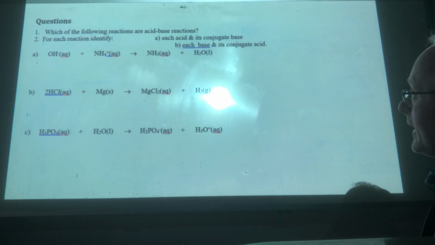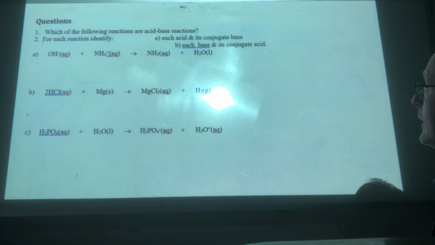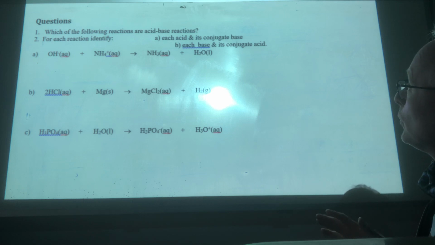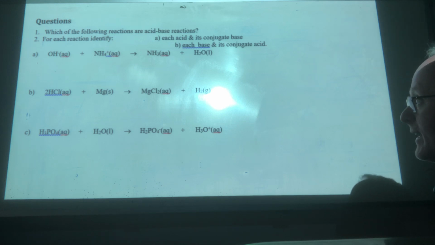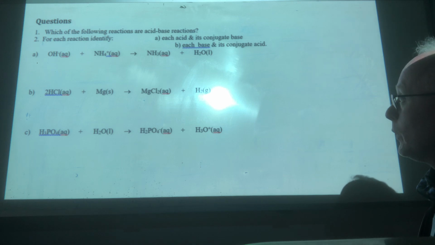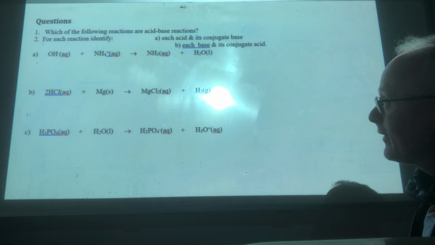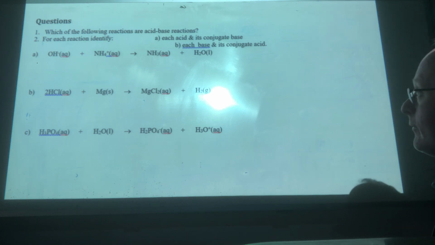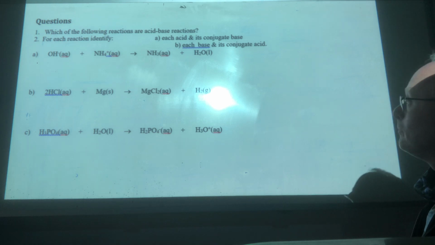Okay, are they acid-base reactions? If they are, that means we'll be able to identify acids and conjugate bases, bases and conjugate acids. So we need to see proton transfer. We need to see one of our reactants gaining a proton, one of our reactants losing a proton.